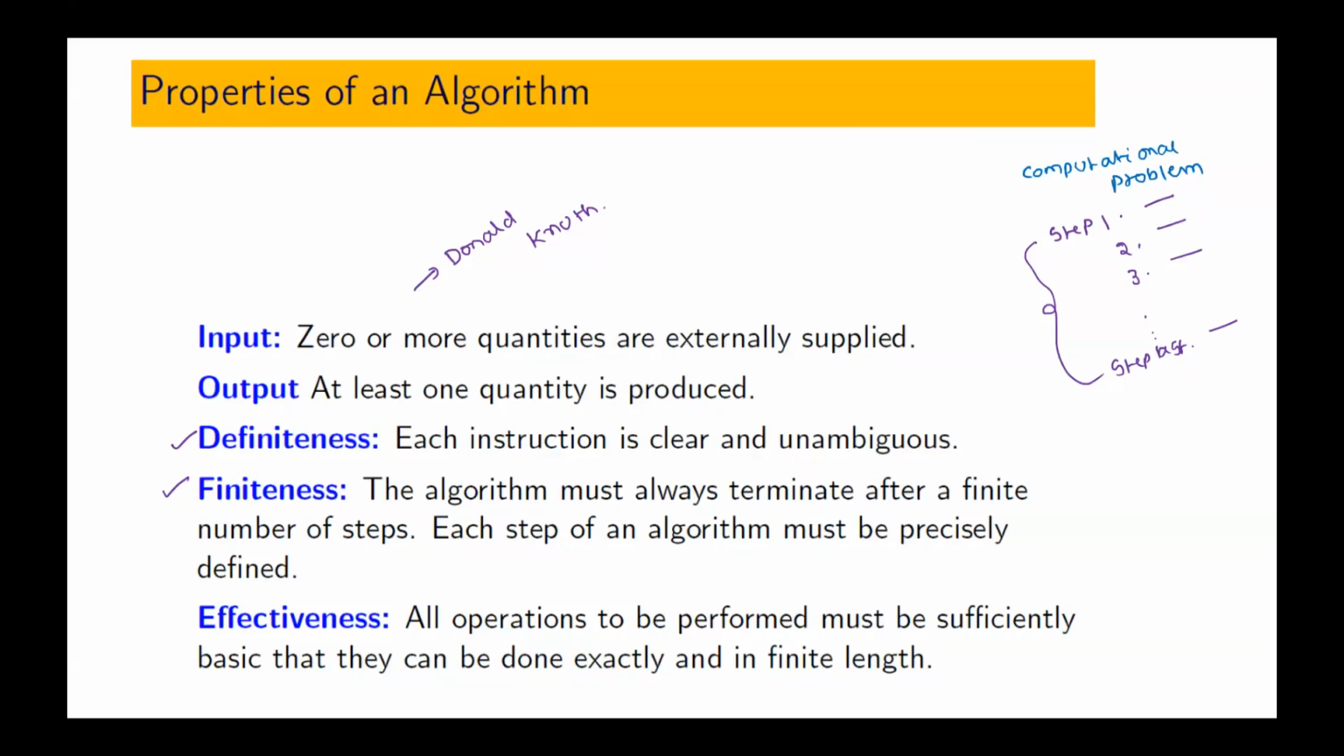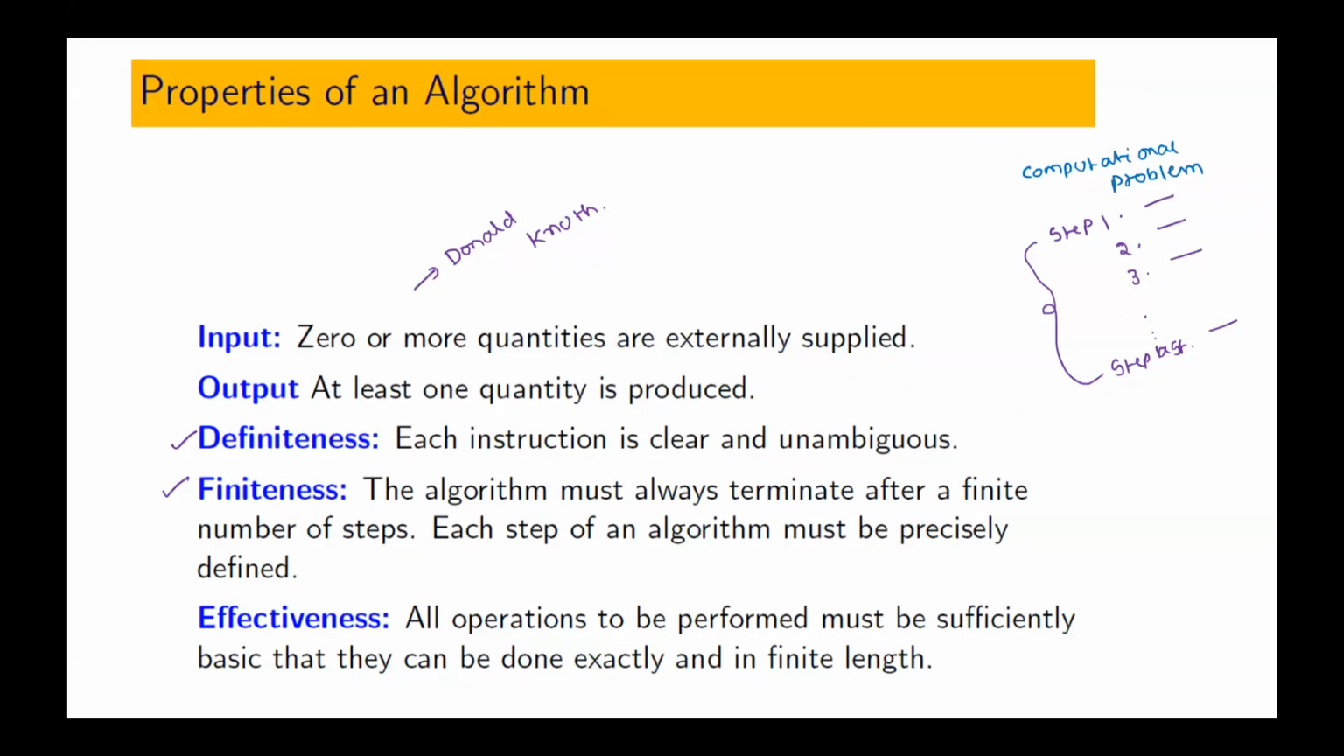What does definiteness mean? It means there should not be any ambiguity in the steps which are given. Whoever reads them should understand them in the same way. There should not be any scope for different interpretations of the steps. That is the meaning of definiteness, unambiguity.